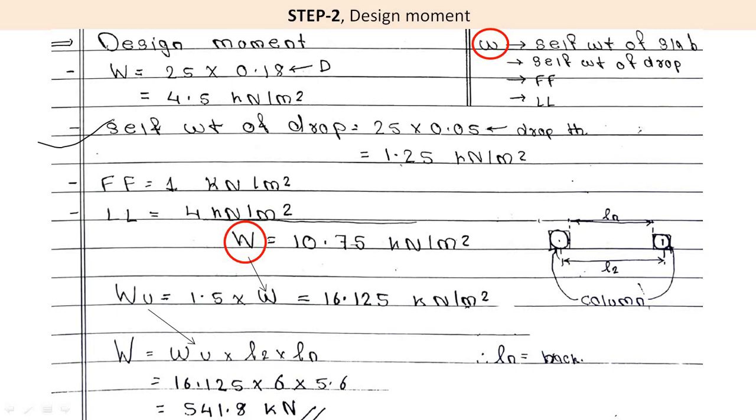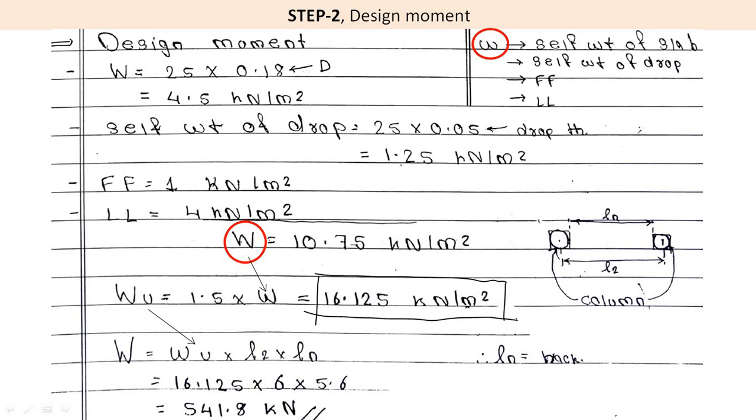Second, floor finish is already provided, 1 kilonewton per meter square, and live load is provided as 4 kilonewton per meter square. By making total of all these things, we will have the total weight W equal to 10.75 kilonewton per meter square. Now we have to factor this load, so we will multiply this with 1.5. By multiplying 1.5, we will have the factored load as 16.125 kilonewton per meter square.